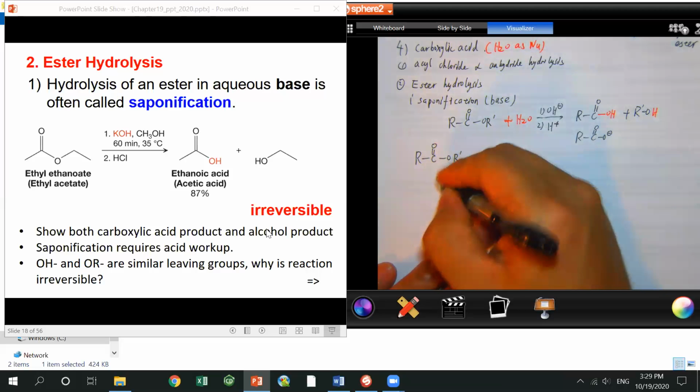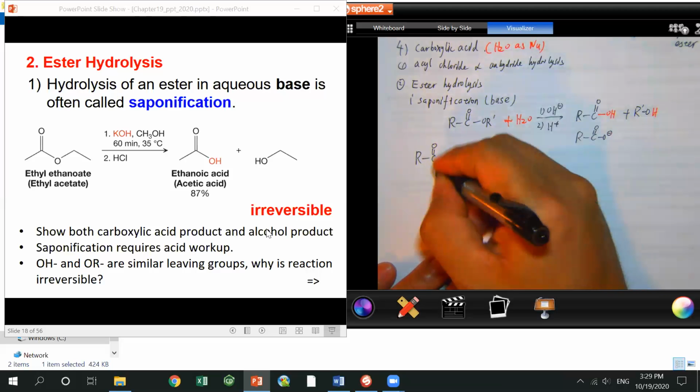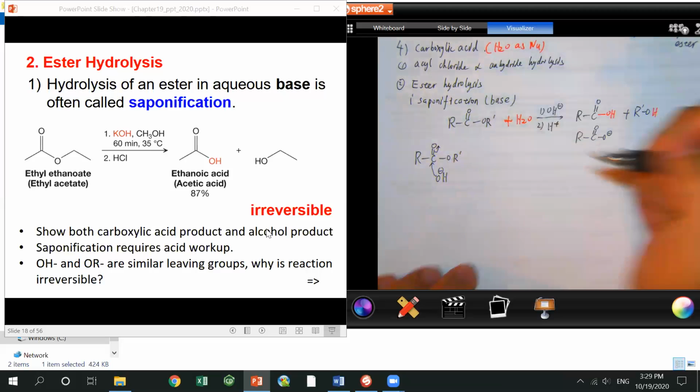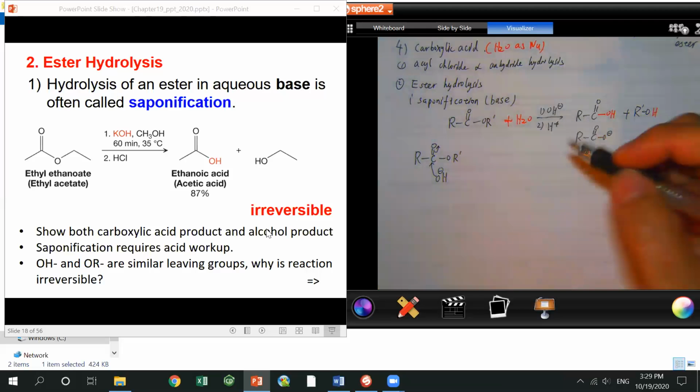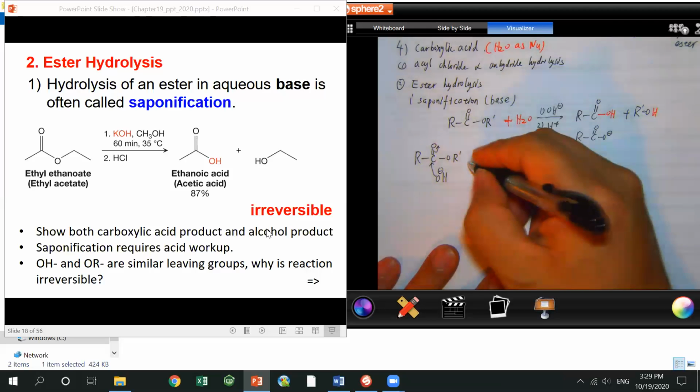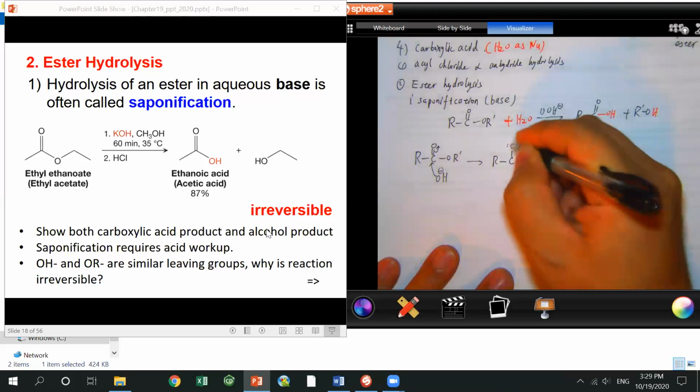The first step is the OH minus coming in and opening the C=O bond. Because OH minus is a relatively strong nucleophile and also a base, no problem, you can open the C=O bond. Once it's open, you generate this tetrahedral intermediate.